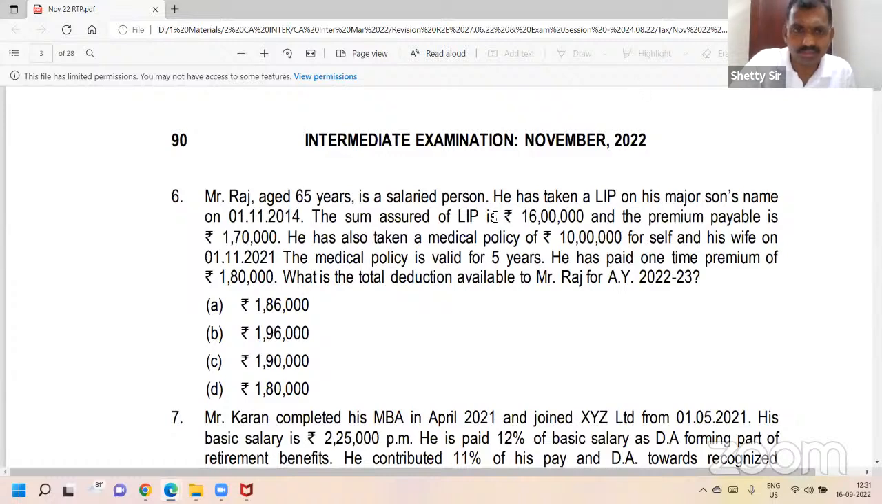Mr. Raj, aged 65 years, is a salaried person. He has taken an LIP in his major son's name on 1/11/2014. The sum assured of the life insurance policy is 16 lakh and the premium payable is 1,70,000. We told you in the last 2-3 classes: if it is more than 10%, you should ignore the excess. 16 lakh into 10% is 1,60,000. But it is restricted under 80CCE.